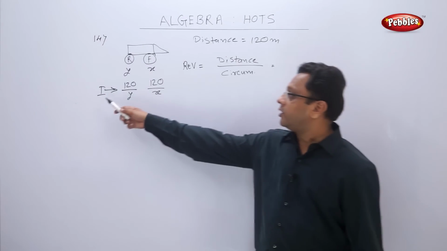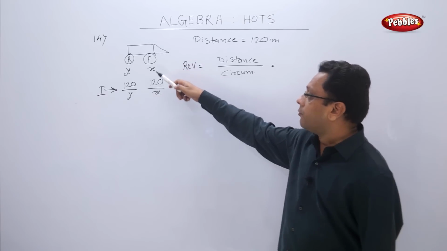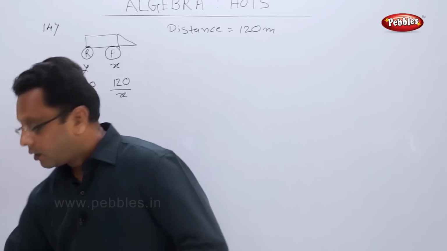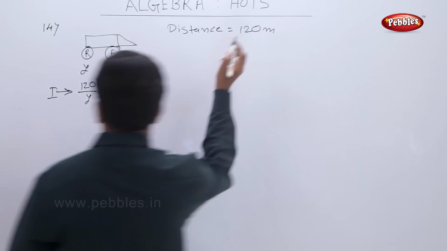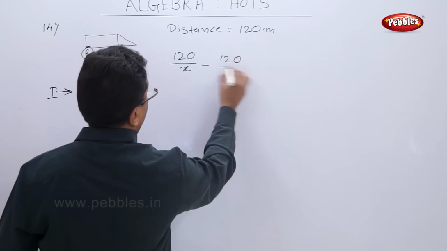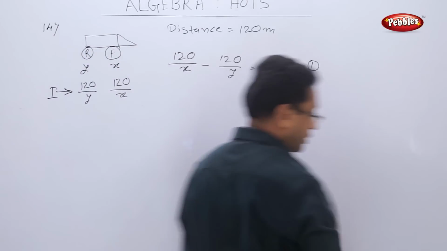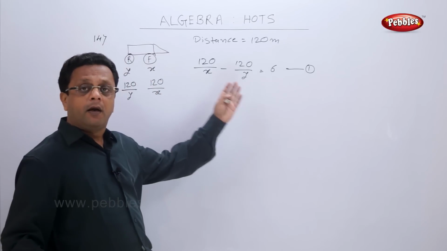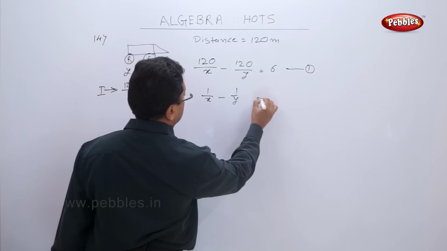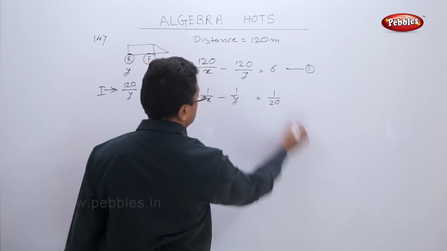Initially, the number of revolutions by the rear wheel is 120 upon y and the number of revolutions by the forewheel is 120 upon x. Let us go ahead. By the first condition, we have 120 upon x minus 120 upon y is equal to 6. This is from the first condition. I will divide this equation by 120, so I will get 1 upon x minus 1 upon y is equal to 6 by 120, that is 1 upon 20.